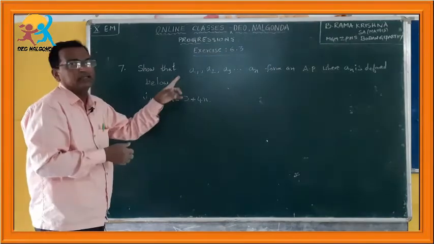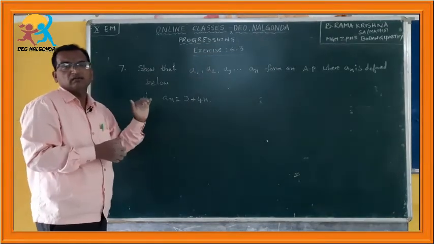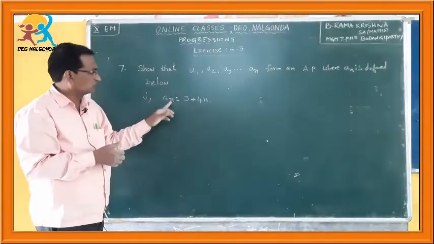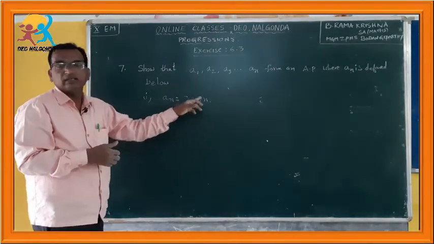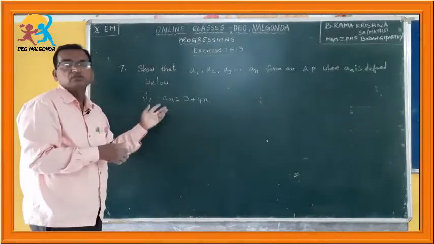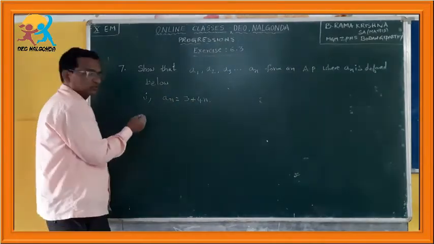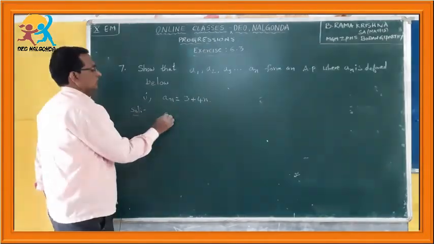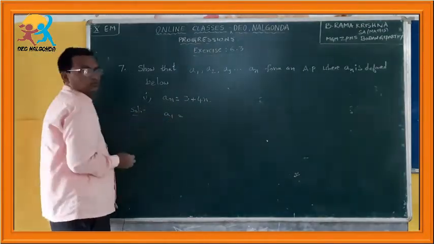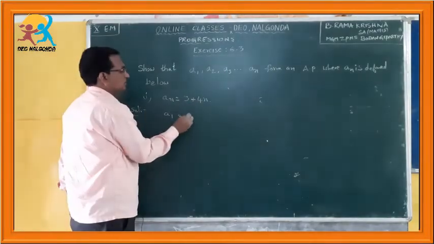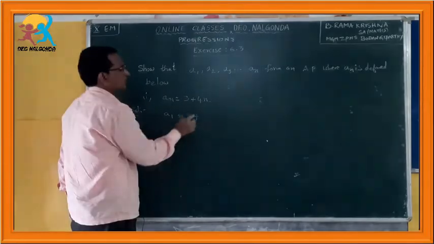Then how to find A1, A2, A3? Just simple. In the place of n, if you substitute 1, you will get A1. In the place of n, if you substitute 2, you will get A2. Let us substitute and find out the terms. So, A1 is equal to 3 plus 4n; in the place of n, substitute the value of n.